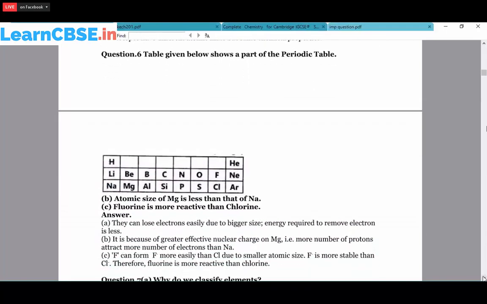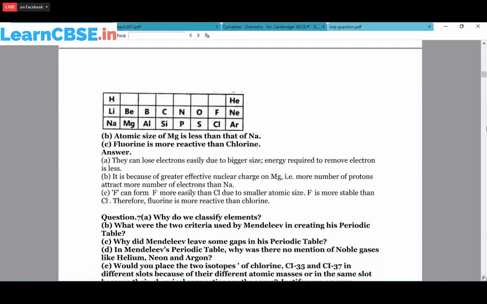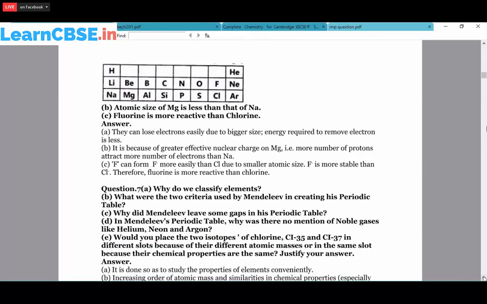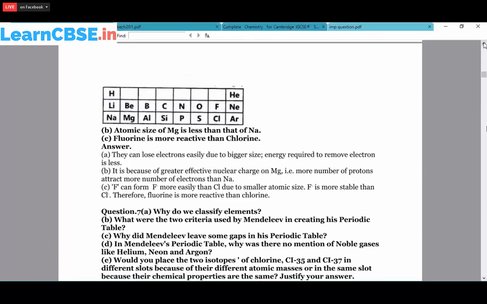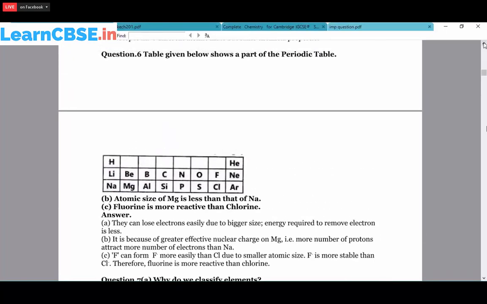Next one is question number 6. Okay, so now here they have given some of the elements which are present in the periodic table. They have not given the first question itself.